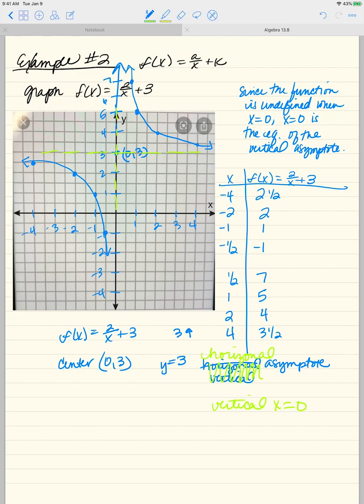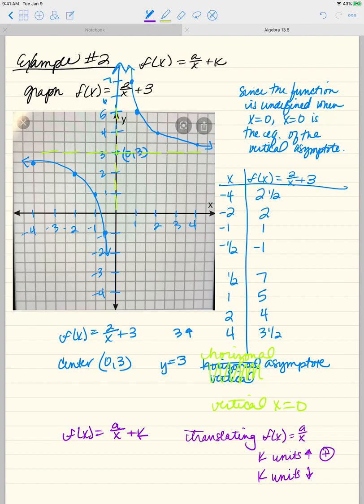Okay, so let's make a general rule based on what we just saw here. The graph of f of x is equal to a over x plus k is the result of translating the base graph of the function f of x is equal to a over x, k units up if k is positive, and k units down if k is negative, okay?